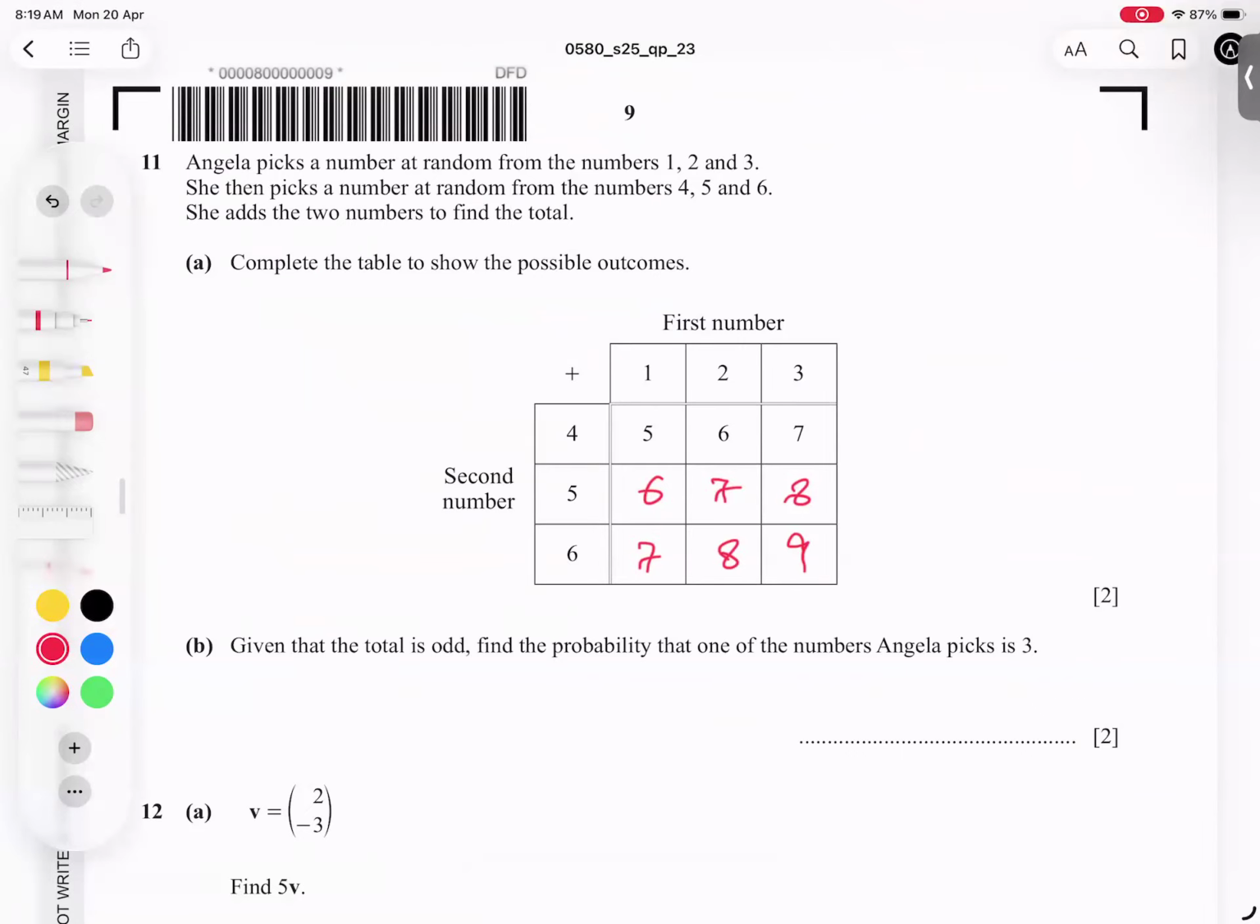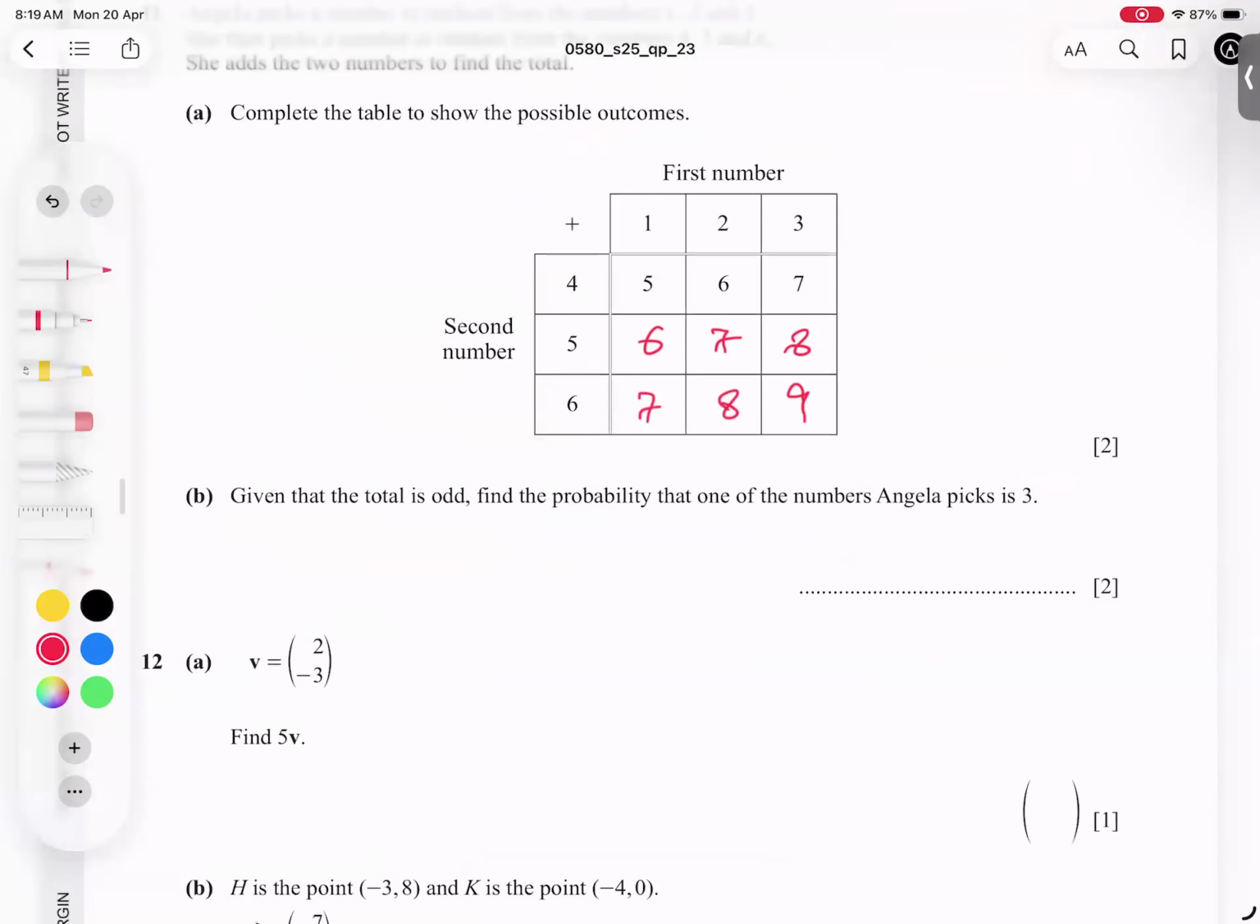I think this part is nothing hard. 6, 7, and 7, 8, 9. Done. So now it says give the total given that. Whenever given that comes, it is called conditional probability, I will write a word and. Okay, the total is odd. This is called probability. Okay, I just give you an idea.